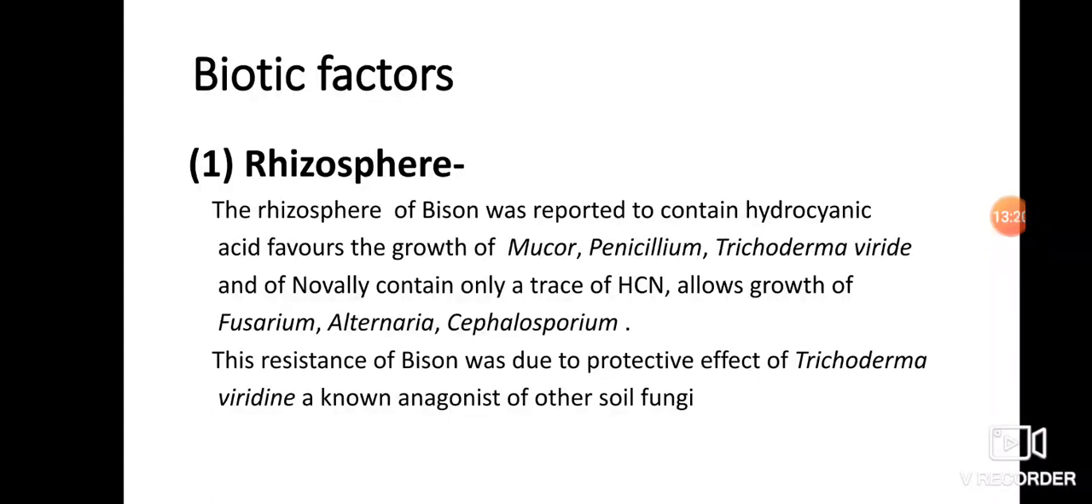The rhizosphere of Bison, which is a resistant variety, was reported to contain hydrocyanic acid, which favors the growth of saprophytes like Mucor, Cladosporium, Penicillium, Trichoderma viride, and that of Novelli, which is a susceptible variety, contains only a trace of hydrocyanic acid, and this allows the growth of root pathogens like Fusarium oxysporum, Alternaria, Cephalosporium, and Verticillium species, etc. So it was concluded that the resistance of Bison was due to the protective effect of Trichoderma viride, a known antagonist of other soil fungi.